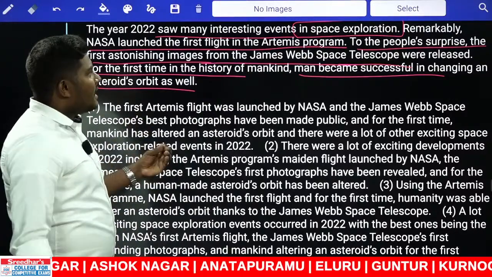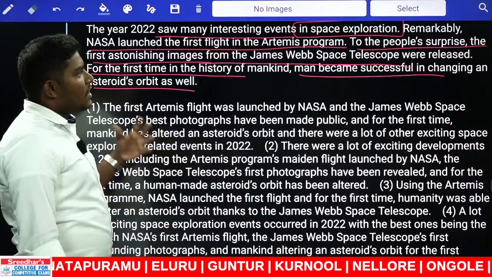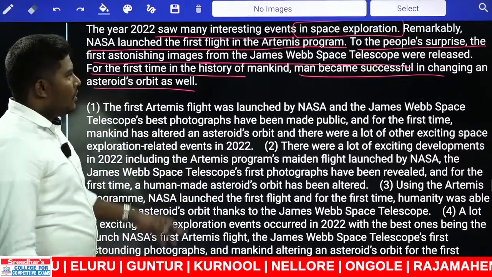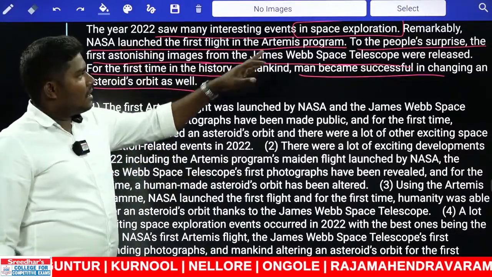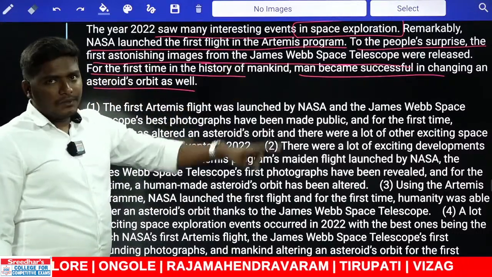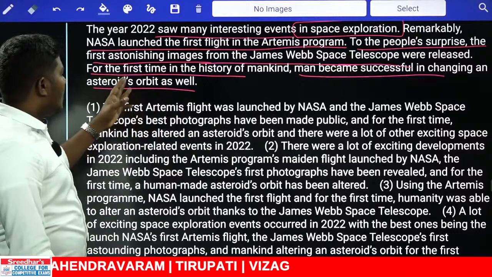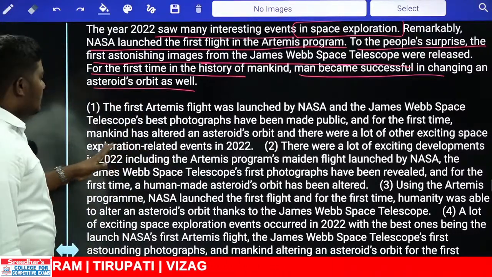We are speaking about three major and important space exploration events in the year 2022. The first one is NASA launching the Artemis program. The second one is the James Webb Space Telescope. And the third one is changing the asteroid's orbit. Now let us look at this combination.